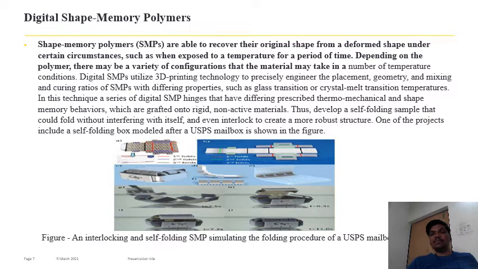Depending on the polymer, there may be a variety of configurations that the material may take in a number of temperature conditions. So depending on what kind of ambient temperature or ambient environment you have provided to the respective material, that material will take a shape change and then it will create the required geometry for you. It means that particular material will be acting as an intelligent material in the respective domains of environment which are surrounding it or which are available in its ambience.